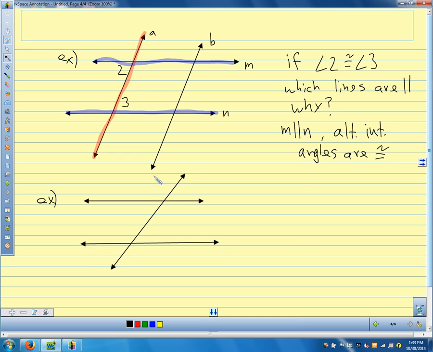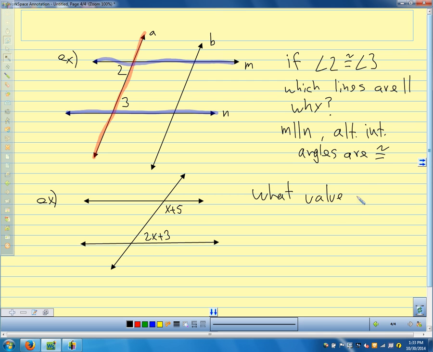All right, so that's x plus 5 and 2x plus 3. And the question is, what value of x makes the lines parallel? So that's our question. What value of x would make those lines parallel?